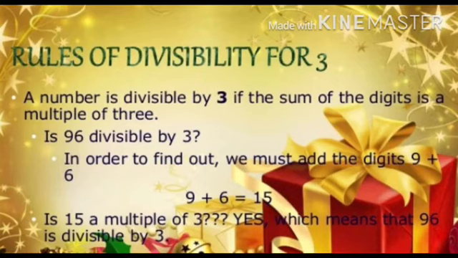Now the rule of divisibility for 3. A number is divisible by 3 if the sum of the digits is a multiple of 3. Is 96 divisible by 3? In order to find out, we must add the digits 9 plus 6, which is equal to 15. Is 15 a multiple of 3? Yes, which means that 96 is divisible by 3.